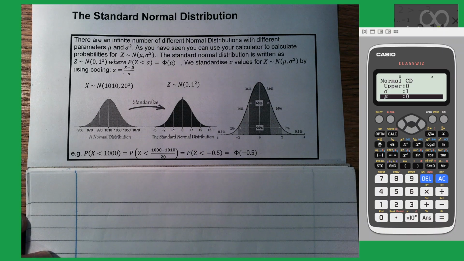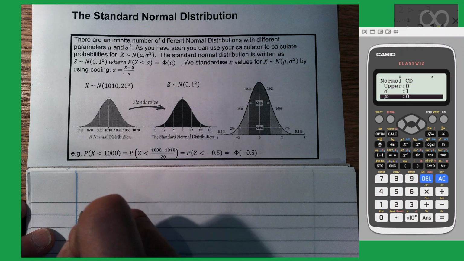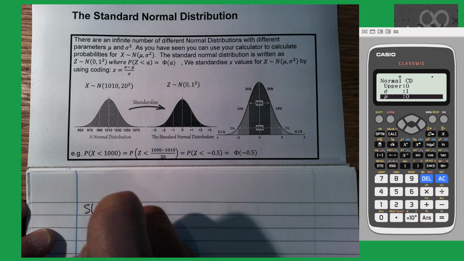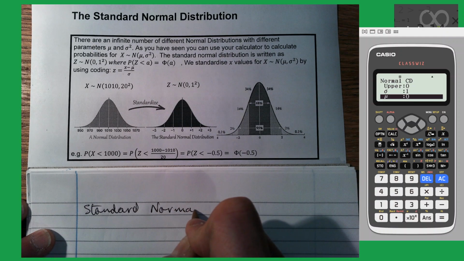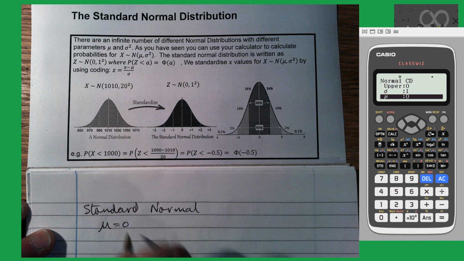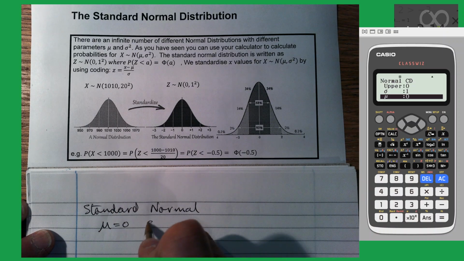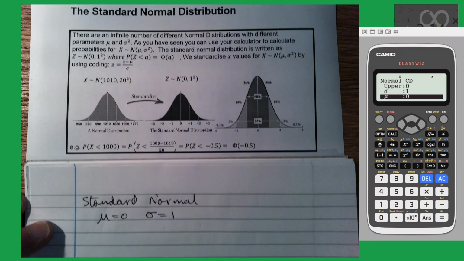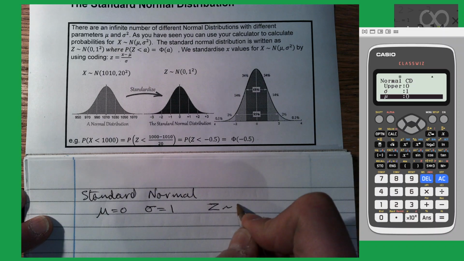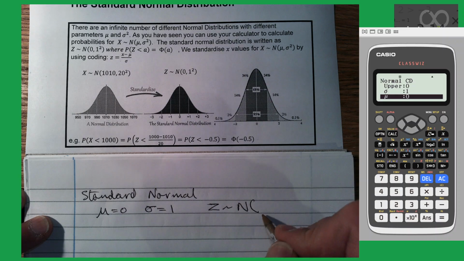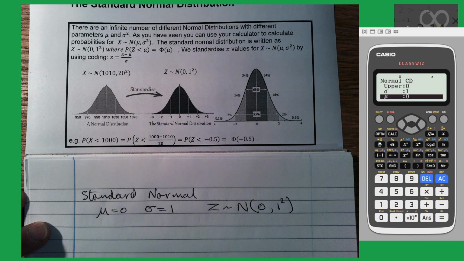So the standardized normal distribution has mean equal to 0 and standard deviation equal to 1. We usually use the variable z. Z is normal with mean 0 and standard deviation 1 squared. Obviously 1 squared is 1, so the variance, the standard deviation squared, is also 1.